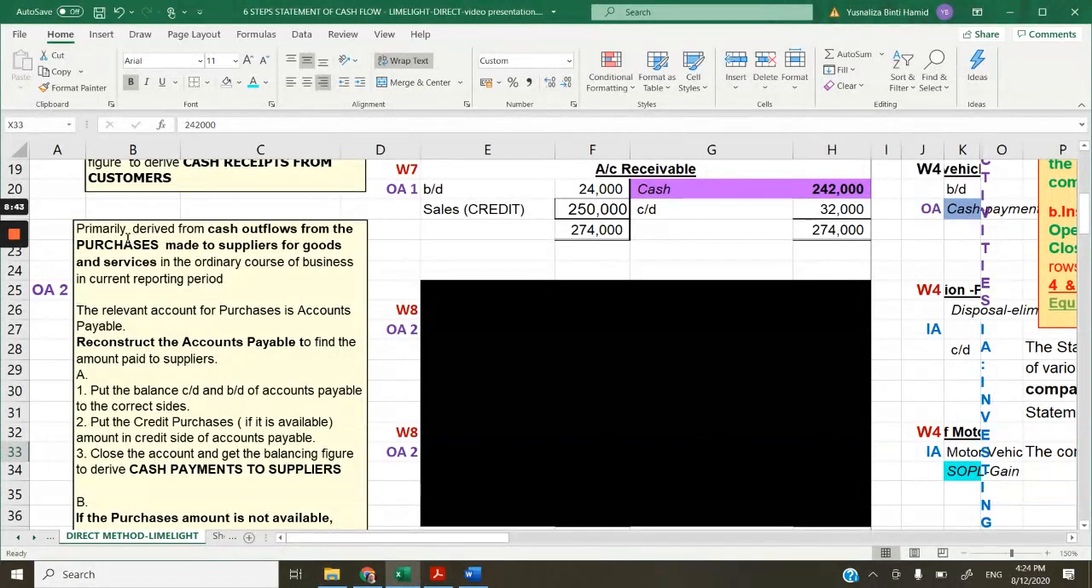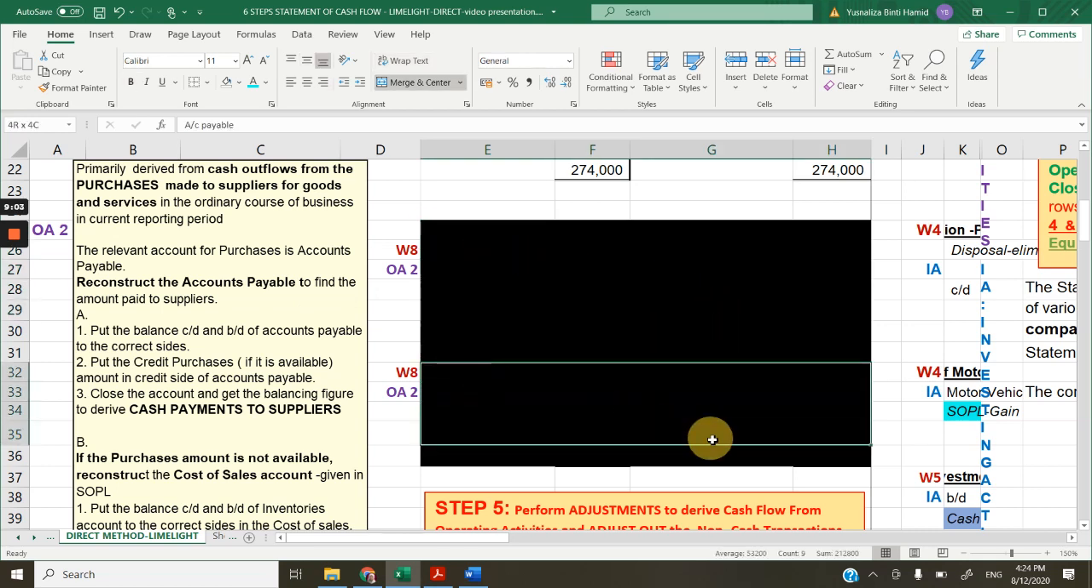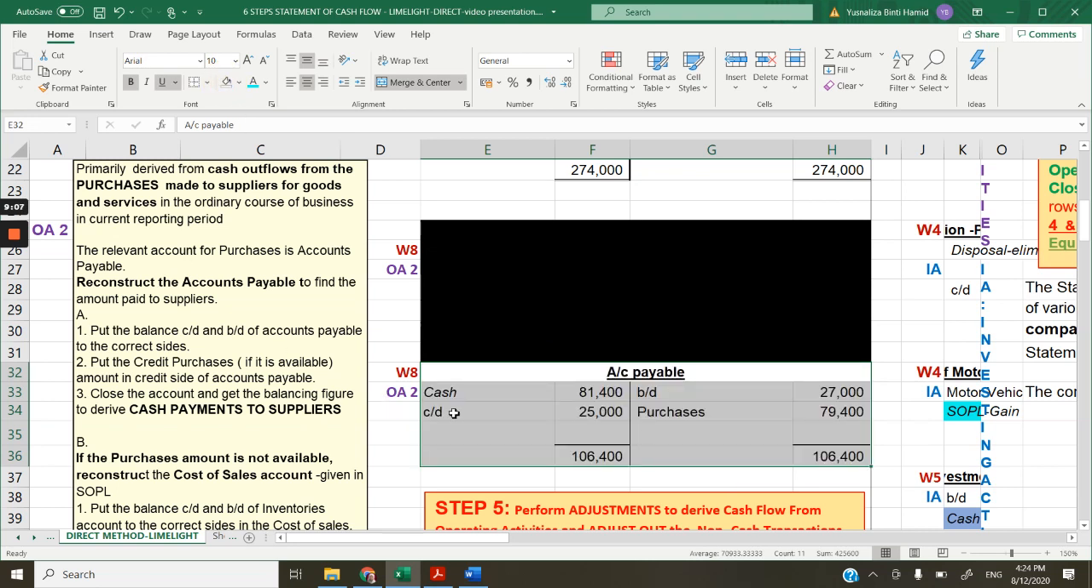There are ways to do this. First, it is derived from the cash flows that you paid as a result of the purchase that you made to your supplier for goods and services during the current period. So the relevant account that you need to adjust is accounts payable. I will show you the accounts payable, which is at the bottom here. Yeah, you have to go and adjust that.